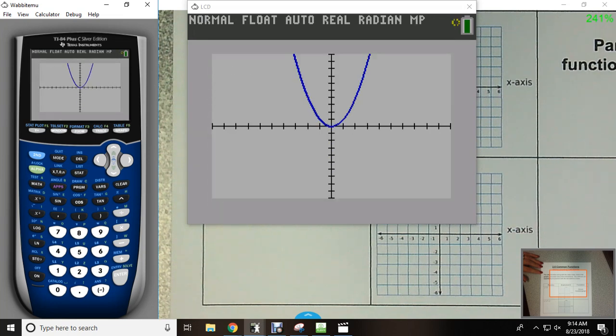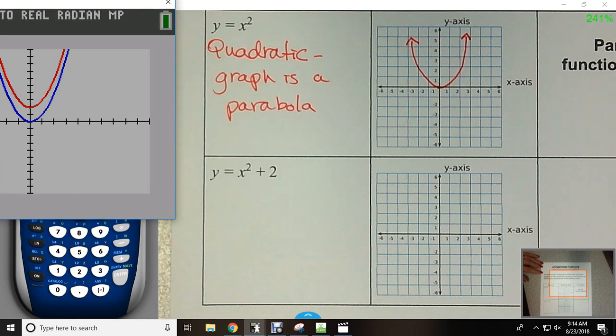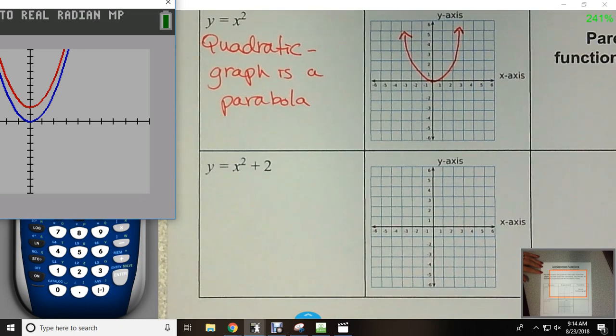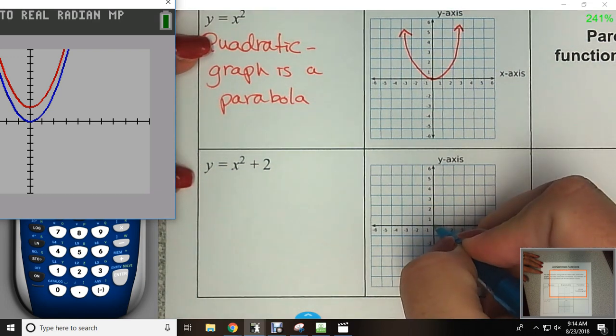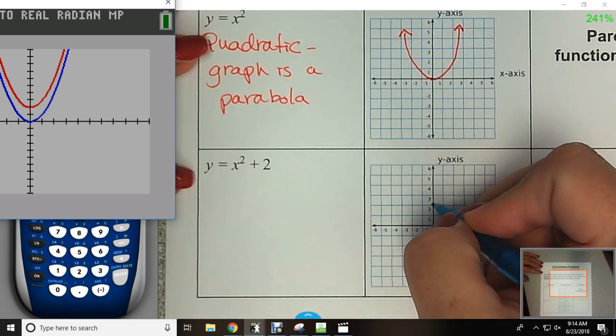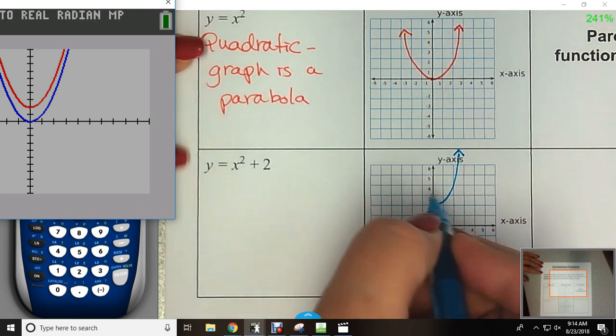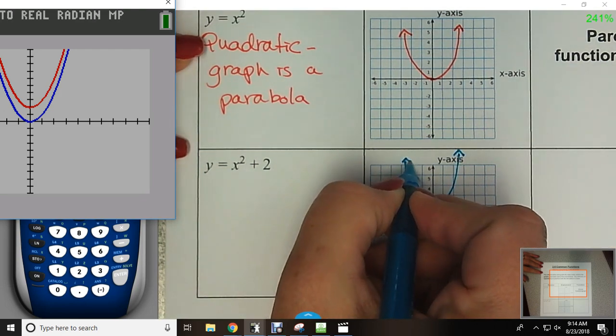So here we go. Okay, you see the parent function. Now the red one is my new graph. That is the new function. And if you take a look, the parent function, if you just slide it up 2 units, you end up with the red graph. So let's come over here and sketch it. So when I have y equals x squared plus 2, instead of starting at 0, 0, it starts here. That is our vertex, and it is the same shape, and it's going the same direction.